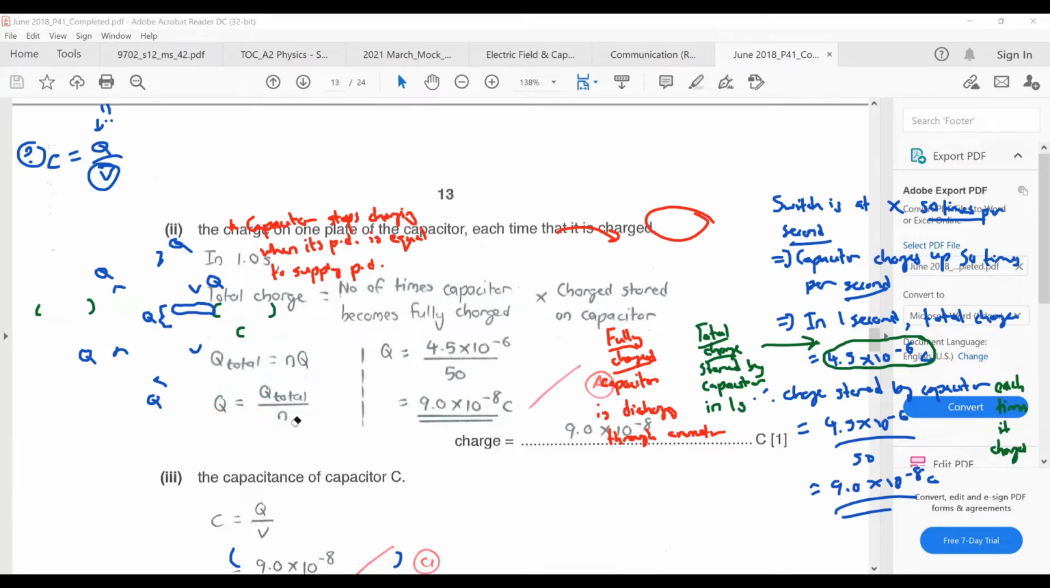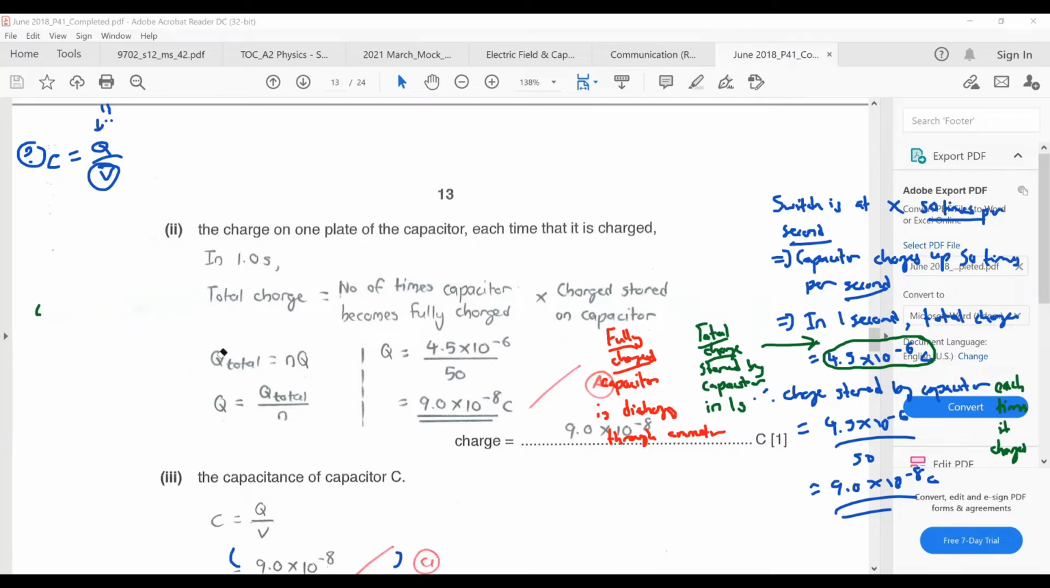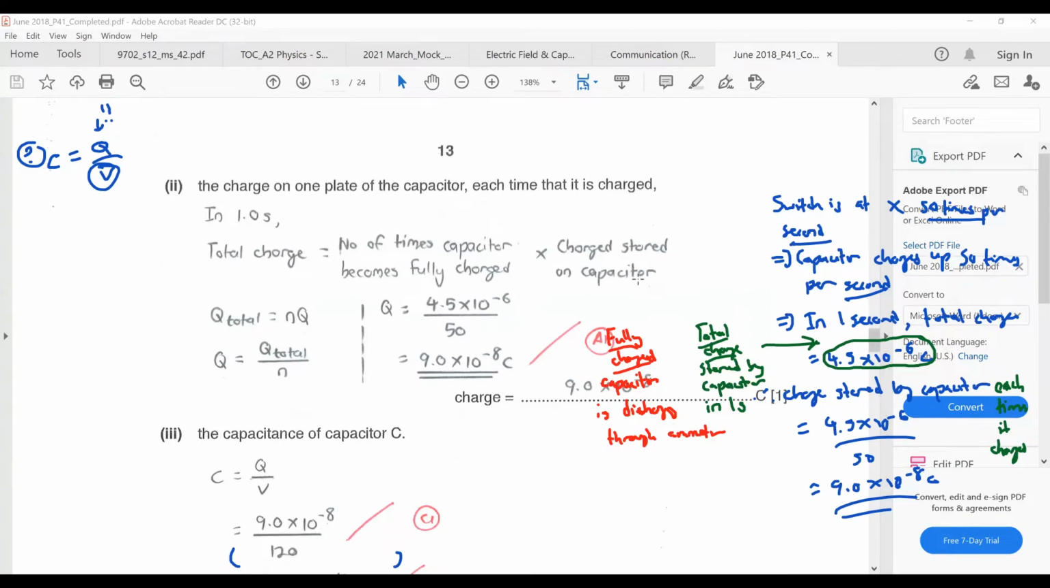Now here I've written it like this, but depends on which one you prefer. You can use this method. I mean, you can copy this or you can copy this, whichever is easier for you to understand. Okay, here I say in 1 second, total charge is actually the number of times the capacitor becomes fully charged multiplied by the charge stored on the capacitor. So Q total is NQ, Q is Q total over N, then you get this. It's basically telling you the same thing, but I think for some of you, you might prefer this.